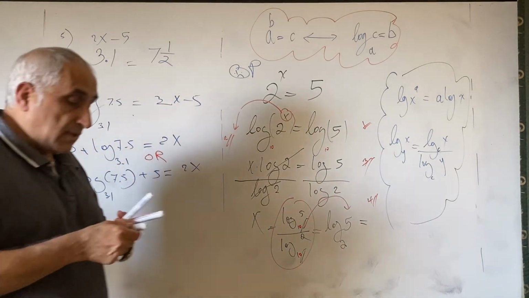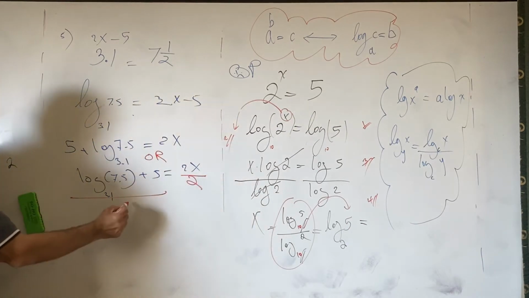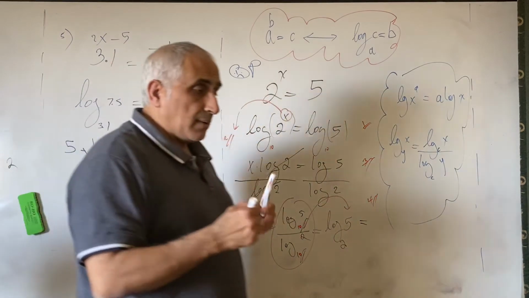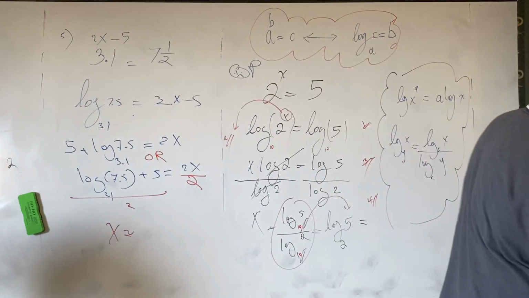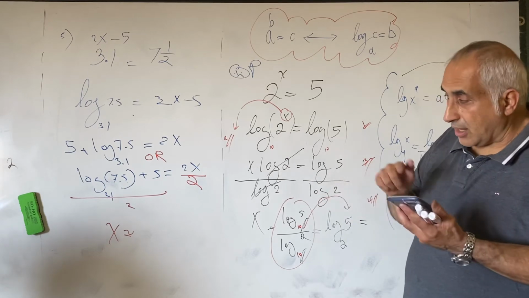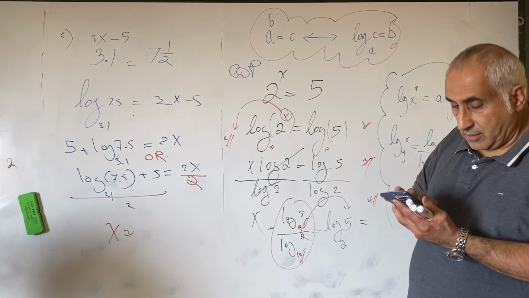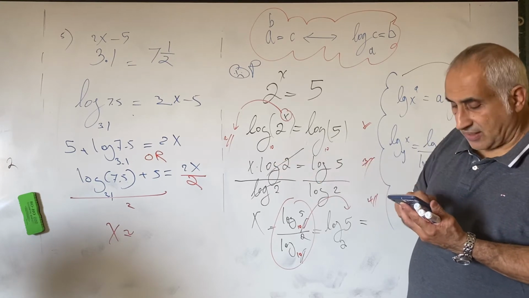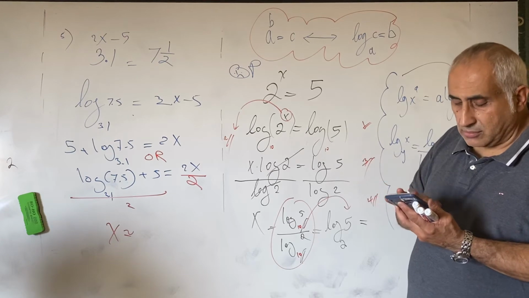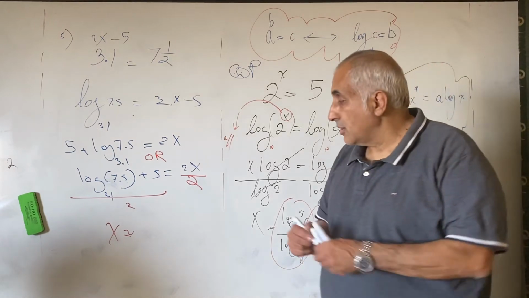When you finish, divide both sides by what? All of this divided by 2. Go to your calculator and just do it. Some people are afraid of doing these things. I don't know why, but it's very simple. Log, I put 3.1, I put up 7.5, I say equal, then plus 5. When I finish, I divide everything by 2. 3.39.